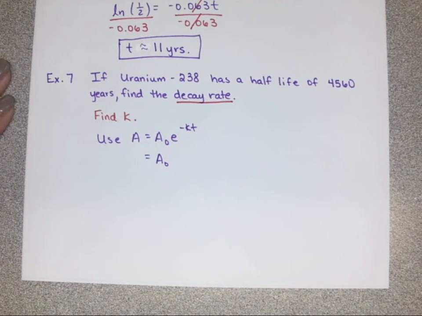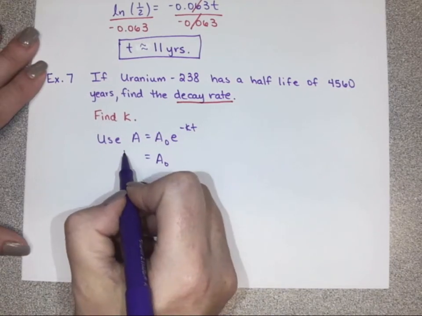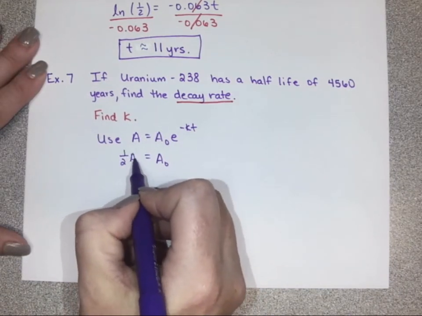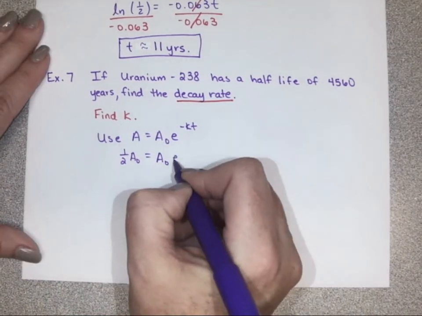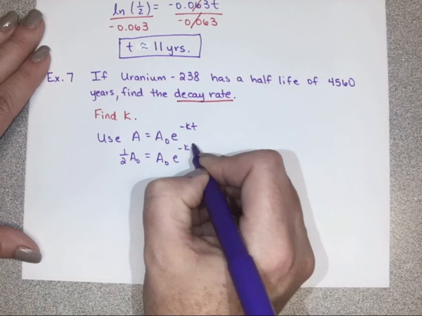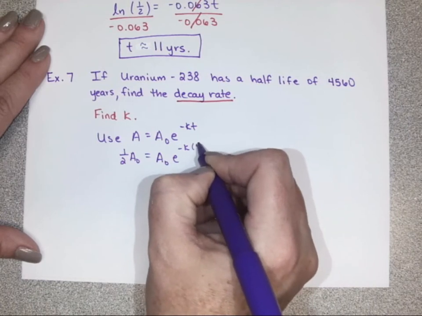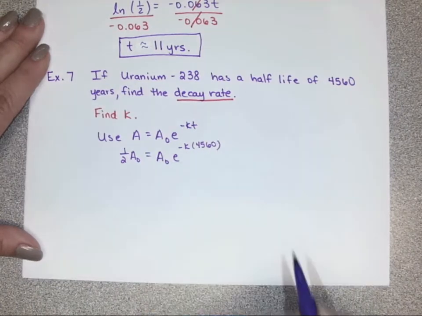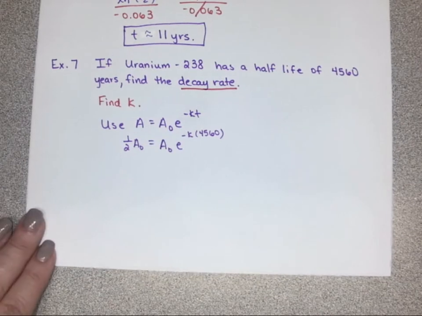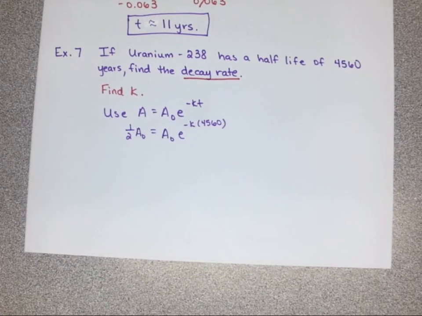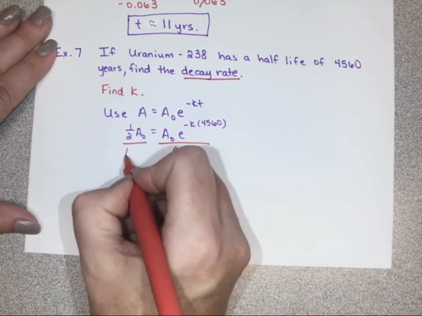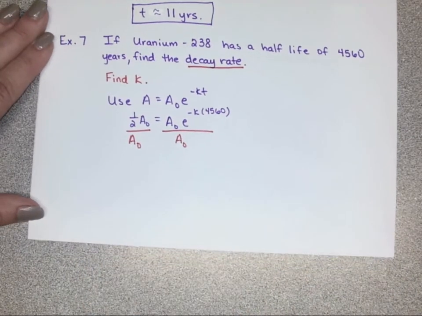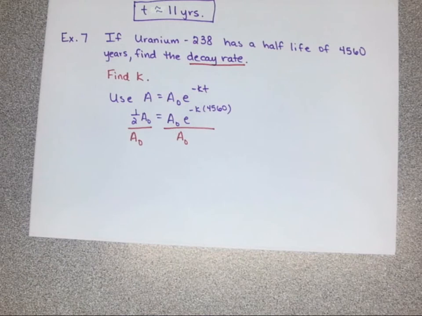If A sub 0 is our starting amount, then what would the half-life be? Half of A sub 0, okay? And then it would be e to the negative k times 4,560 years power. So if you're paying attention, this is actually very, very close to the one that we just did, because we're still going to have to get the e part by itself, and we're still going to have to take the ln of both sides when all said and done.